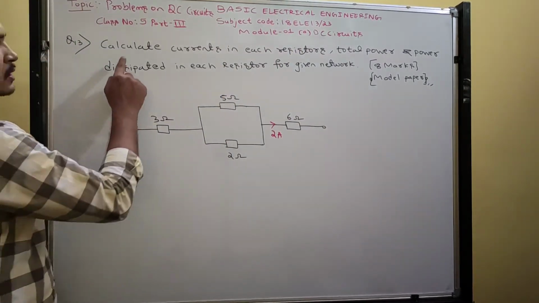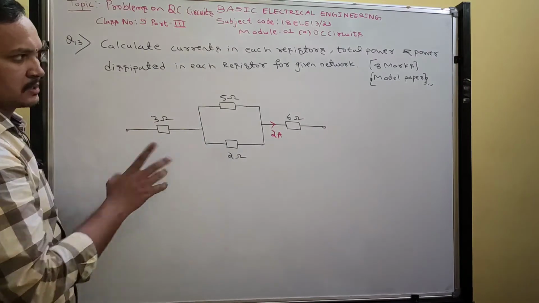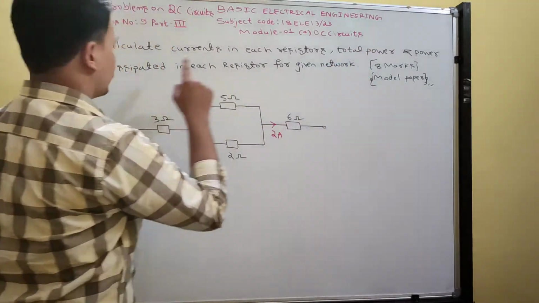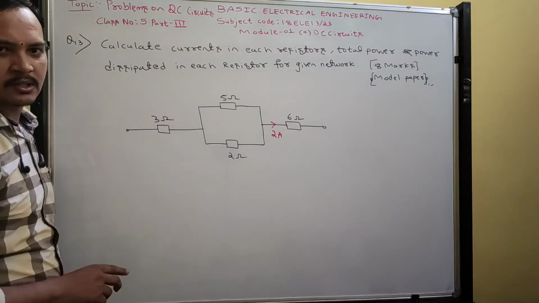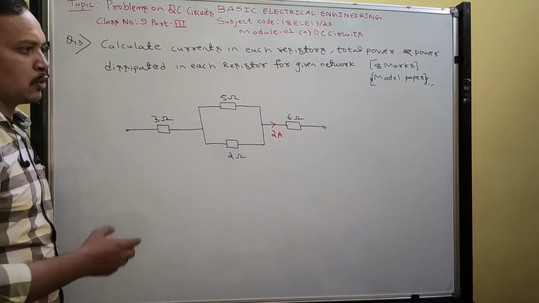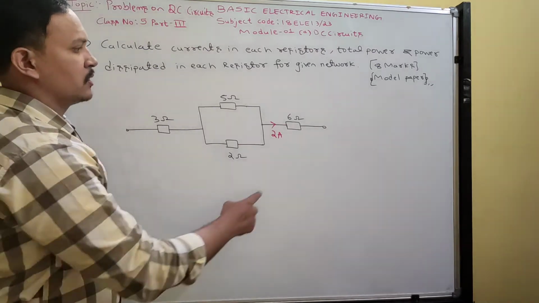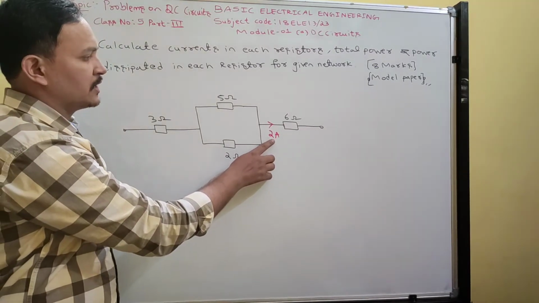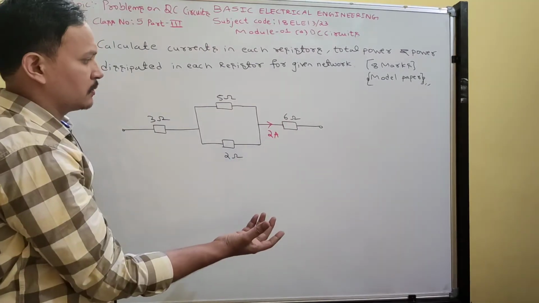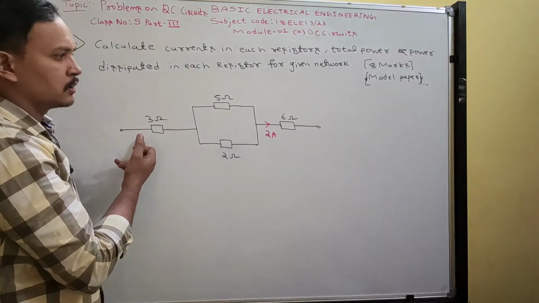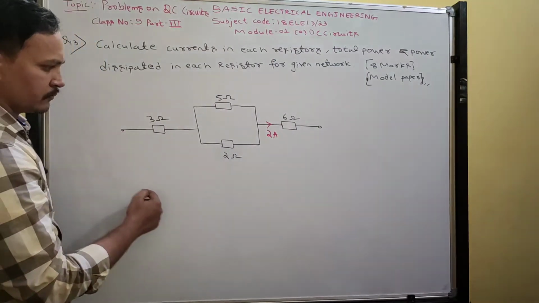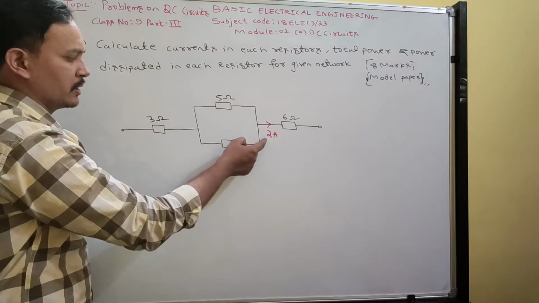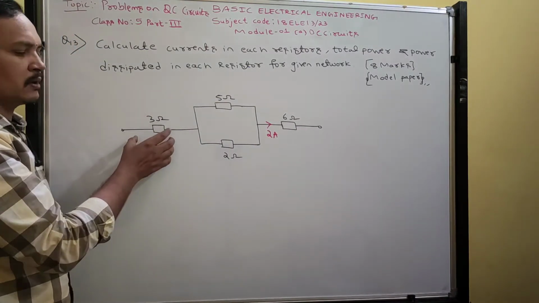So what is the question? Calculate the current in each resistor, the total power, and the power dissipated in each resistor for the given network. I hope you can solve this. Okay. What is the current given in the 6 ohm resistor? 2 ampere. Okay. I square R will give the power in this resistor. Now the same current flows here. So assume some voltage source is connected here, and that voltage source drives this current. What is that current? 2 ampere. The same current flows here. I square R will give the power.